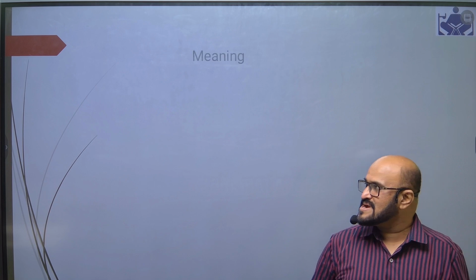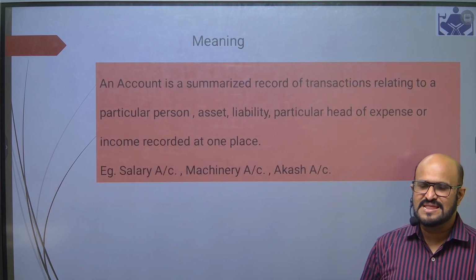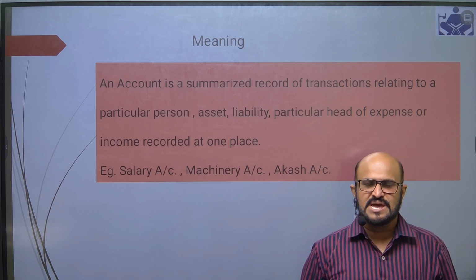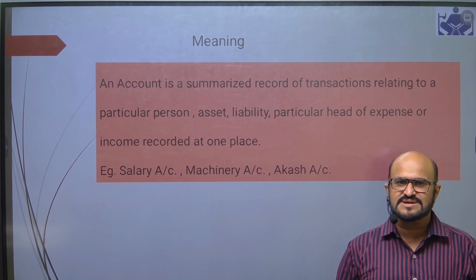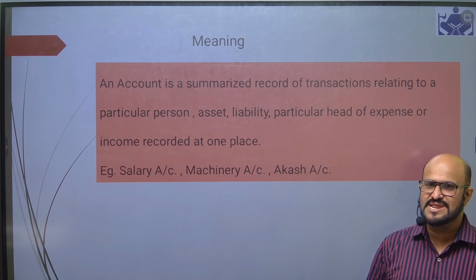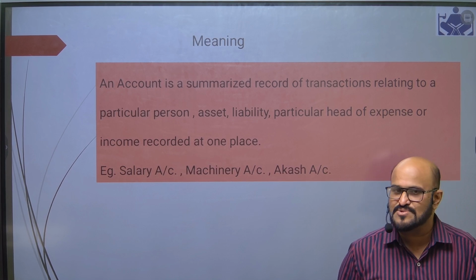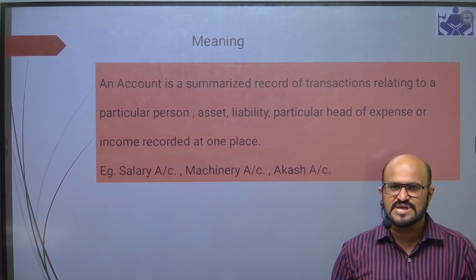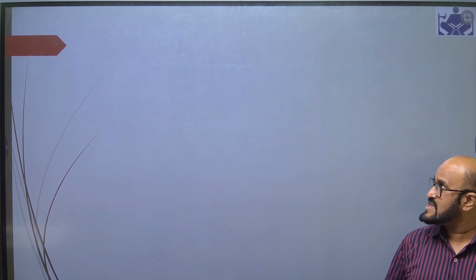An account is nothing but a summarized record of a particular head, like any individual, any organization, any institution, any expenses, any income. So because of an account, we get a summarized record of all transactions related to a particular head at one place. Like here we can see we are having salary account, machinery account and Akash account, where in salary account we can get the detail of all the salary together at one place. Now let us move ahead with the classification of an account.